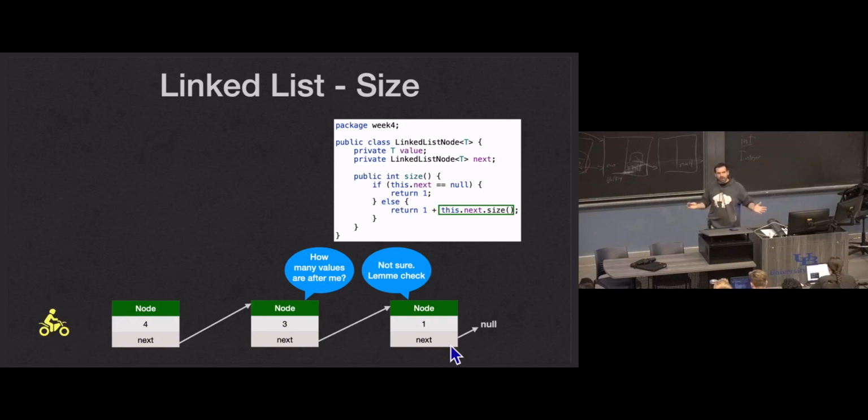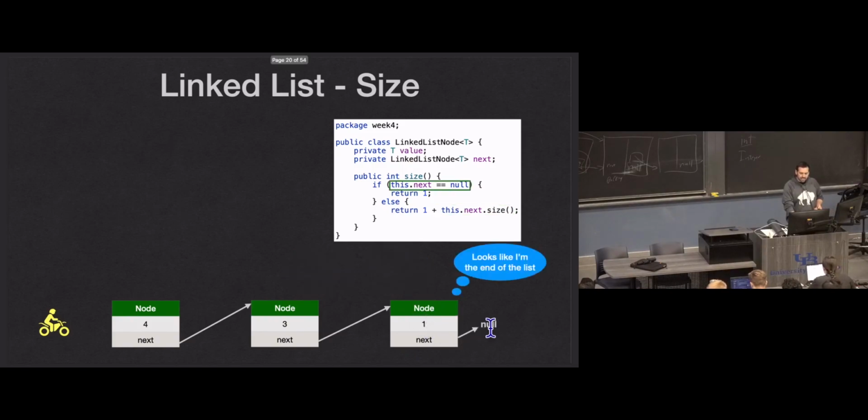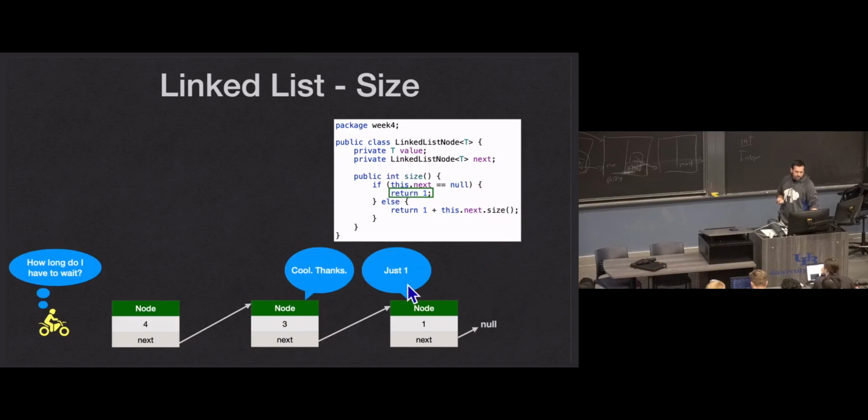That node has no knowledge of where this call came from. So from its perspective, it is the head of a linked list. So its size is actually 1. It's going to check null, or it's going to check its next. It is null. So it says, I'm a list of size 1, or I'm the end of a list, whatever. It doesn't know. But it's going to say, I'm a list of size 1. It's going to return 1.